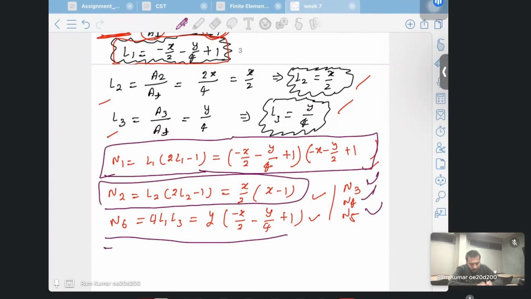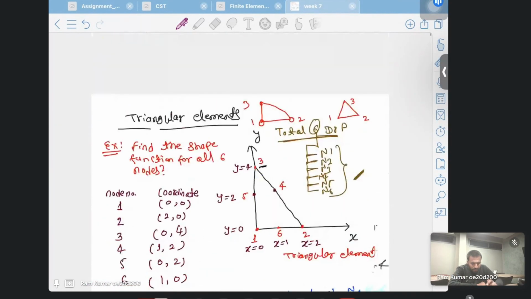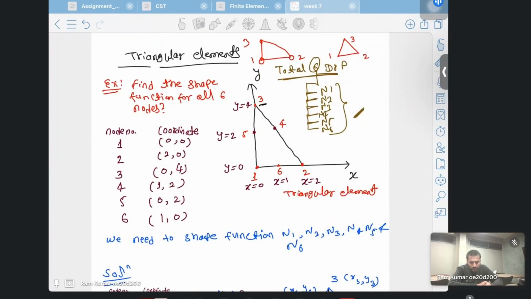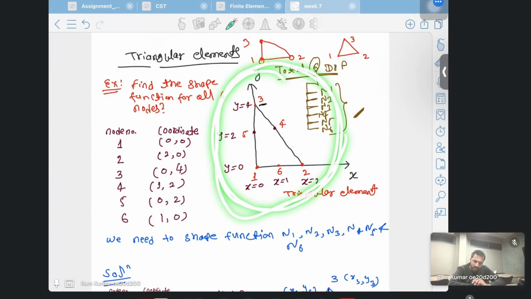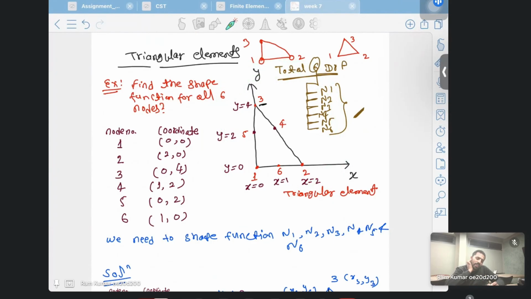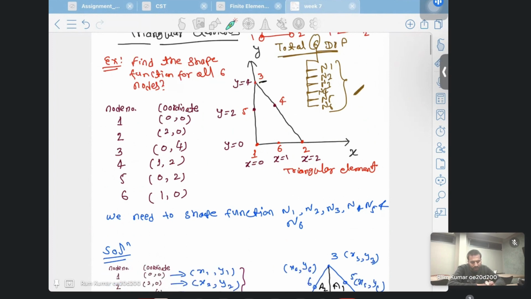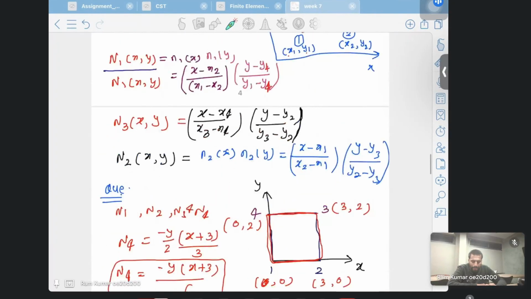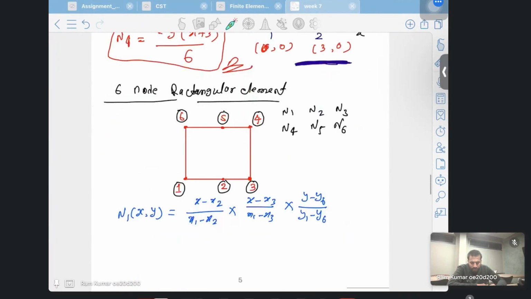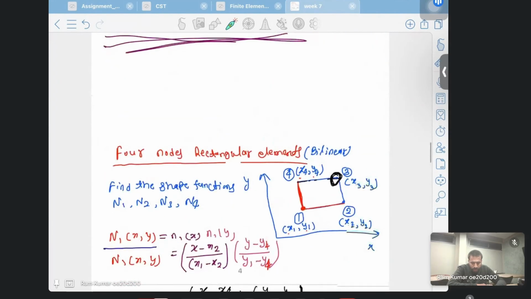Okay, so for this problem, we are having 6 nodes, and we already found the six shape functions. In other cases, we may have, for example, 8 nodes, here and one node here. We have to follow the same procedure, and we can find the shape function for 8 nodes also. It can be 3 nodes also, 1, 2, 3.